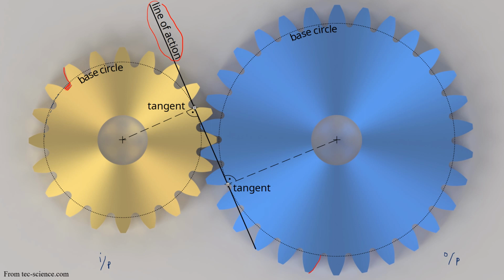The other thing you can realize is that since it is tangent, if I draw the radius to that particular point over here, let it be point A, this is going to make a 90 degree angle with the line of action. And similarly for the blue gear, this radius line is going to make a 90 degree angle as well. So the line of action, in a nutshell, is the line connecting both the base circles in the sense that the line is tangent to both of them.